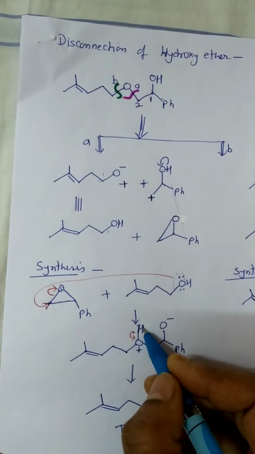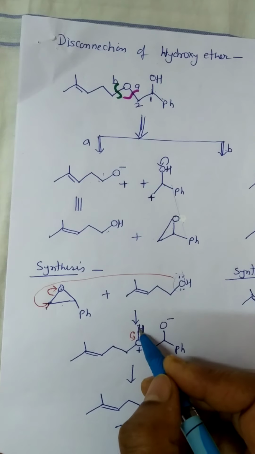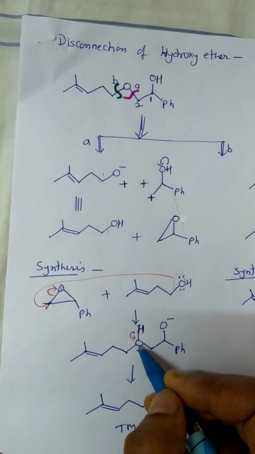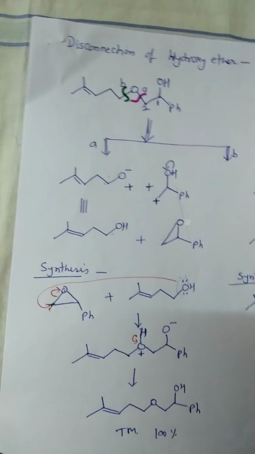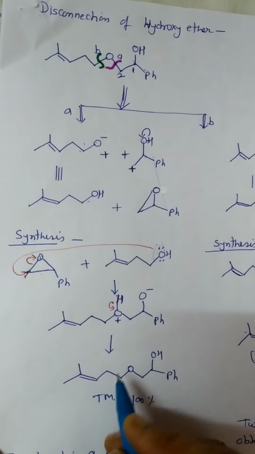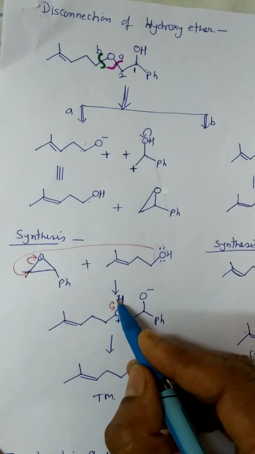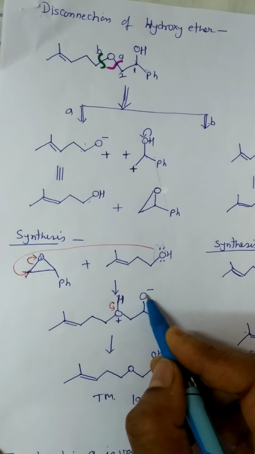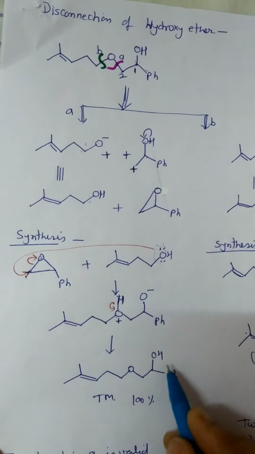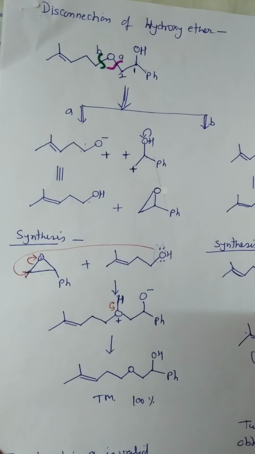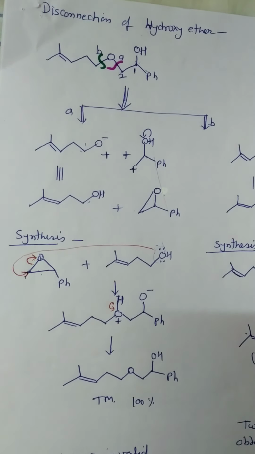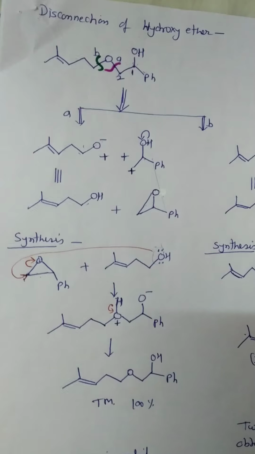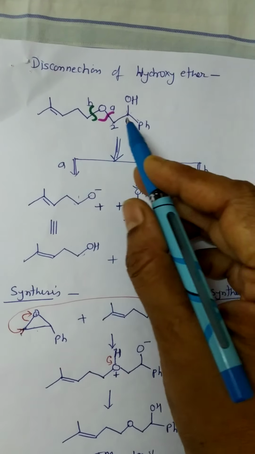Therefore, the hydrogen is removed as a proton, giving two bonding electrons to this oxygen atom, and therefore oxygen becomes neutral here, and the proton removed from here attaches to this O minus, and we get the target molecule, which is obtained in 100% yield.